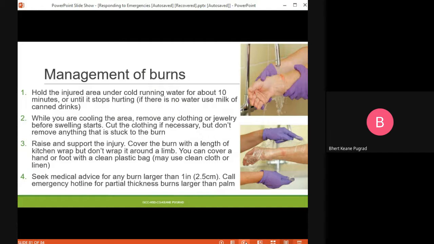Okay, kapag wala tayong kitchen wrap, you may also use a clean cloth or a sterile cloth or linen to cover the injured area, and seek medical advice for any burn that's larger than 1 inch or 2.5 centimeters. Okay?